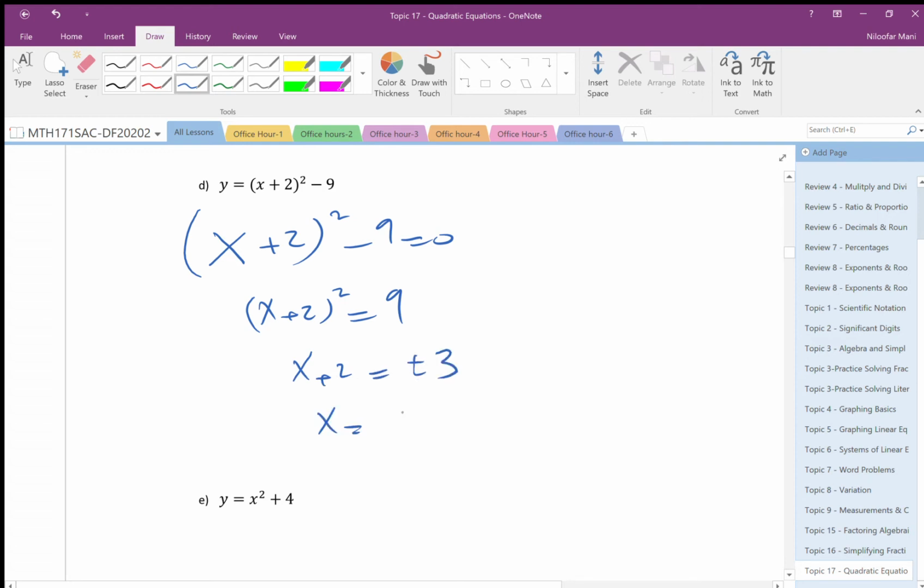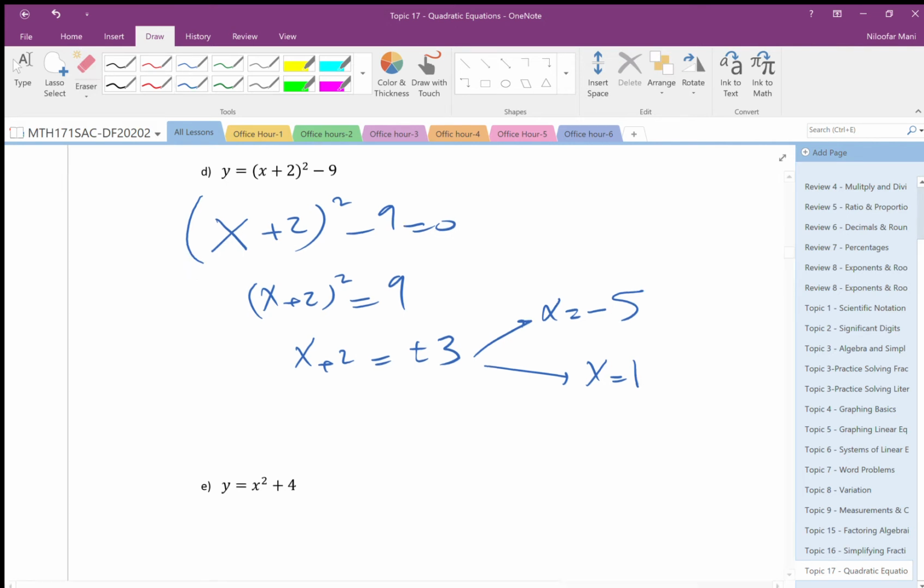So x equals minus 5 and x equals 1. Let me check. If I put 1, it's 3 squared. Yes. If I put minus 5, plus 2 is minus 3. Yes. Okay, so I have two numbers here, so two roots. Perfect.